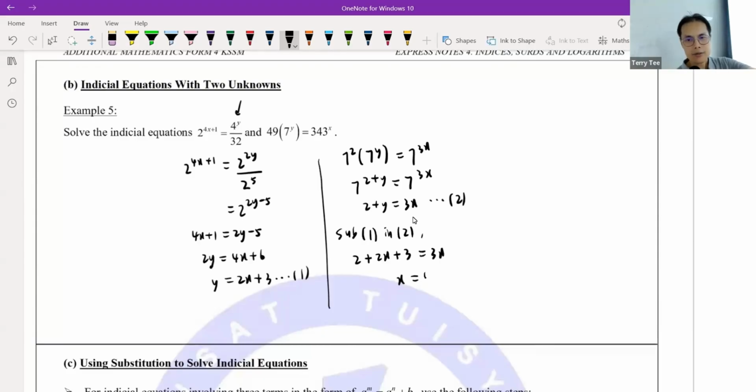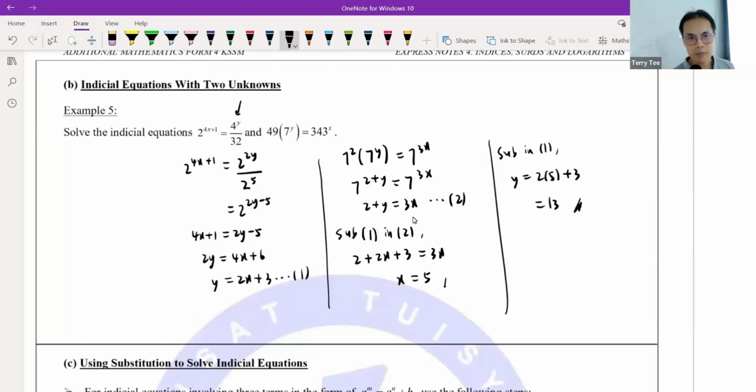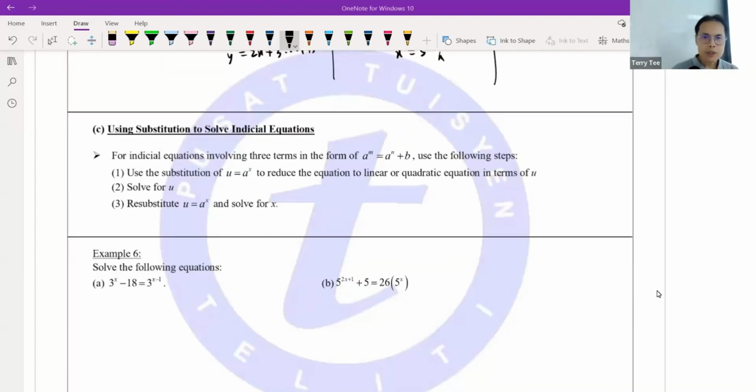My x is just 5, right? 3x minus 2x is 1x, so 2 plus 3 is 5. So just sub inside equation number 1. Find your y. 2 times 5 plus 3. It looks like a very big number. 13. x is 5, y is 13.